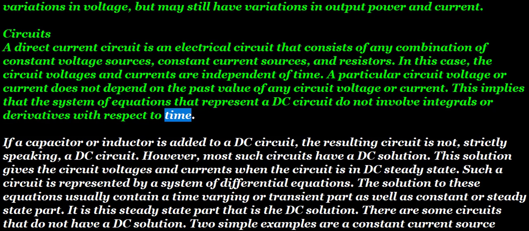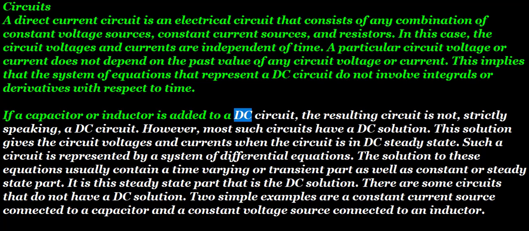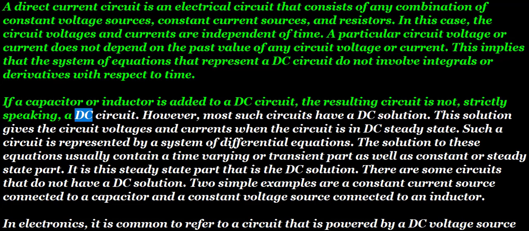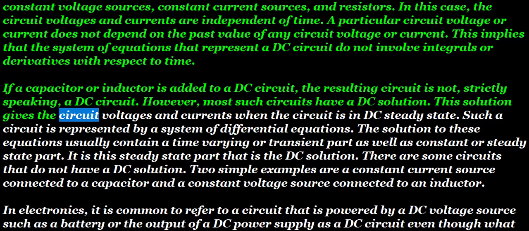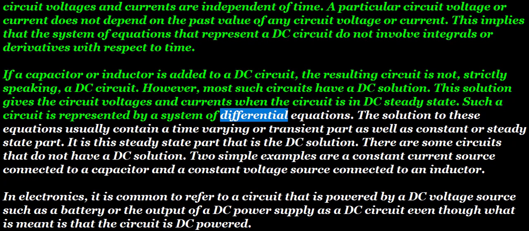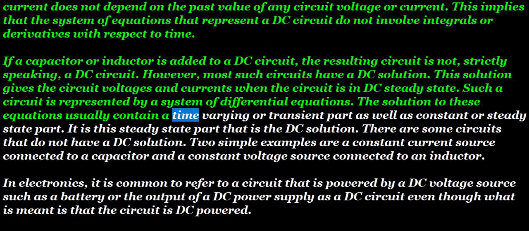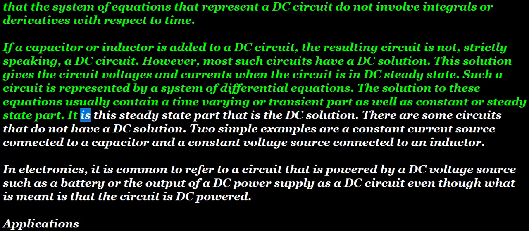to time. If a capacitor or inductor is added to a DC circuit, the resulting circuit is not, strictly speaking, a DC circuit. However, most such circuits have a DC solution. This solution gives the circuit voltages and currents when the circuit is in DC steady state. Such a circuit is represented by a system of differential equations. The solution to these equations usually contain a time-varying or transient part as well as a constant or steady-state part. It is the steady-state part that is the DC solution.